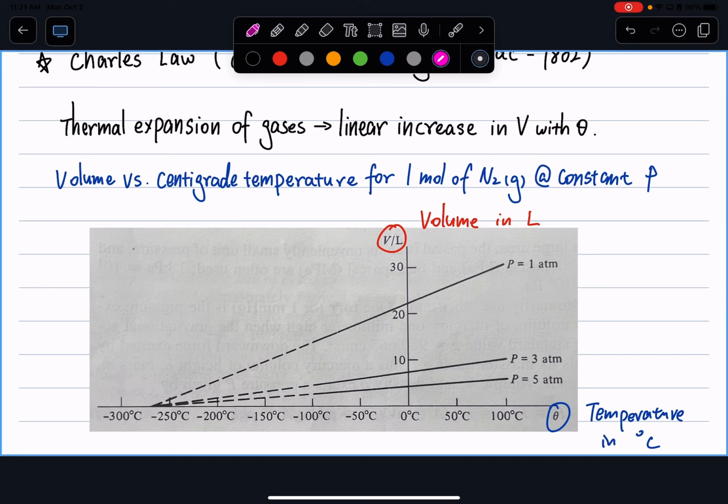So for any linear relationship, we have y equals kx plus b, where k is your slope and b is your intercept. So in here, what we have is the volume of a gas equals some constant A1 plus some constant A2 times the thermometer temperature theta. And this is true at constant pressure and mass.